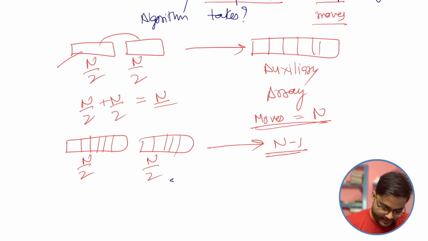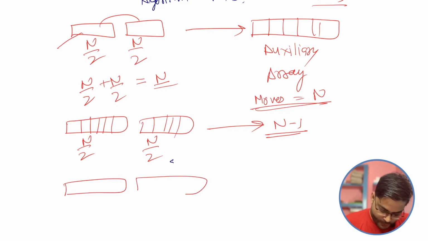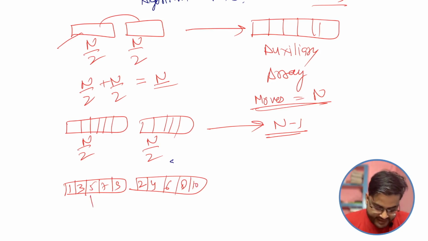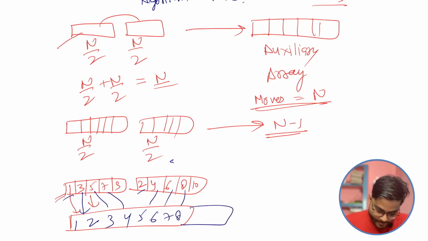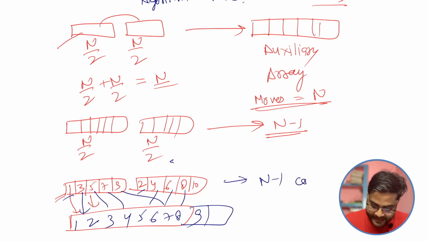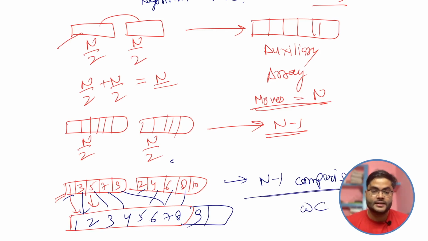Let's take an example: 1, 2, 3, 4, 5, 6, 7, 8, 9, 10. In this case, the first element comes from this array, the second element comes from this array, the third from this array, the fourth from this array, the fifth, sixth, seventh, eighth and ninth likewise alternate. So there will be n minus 1 comparisons in the worst case, right?